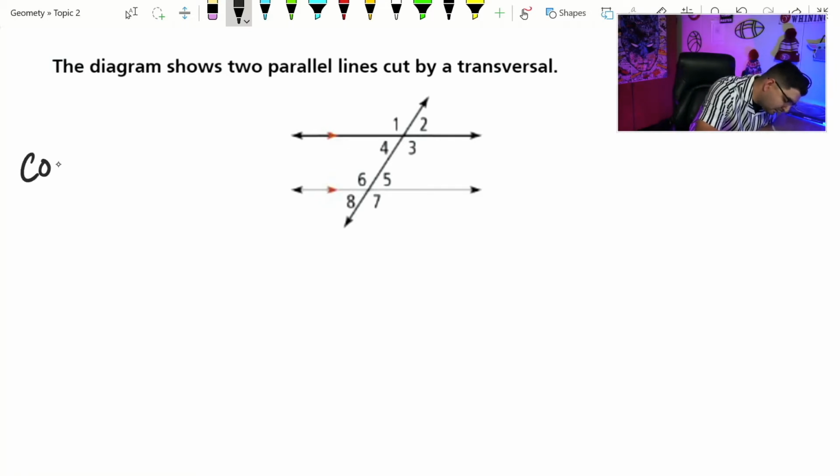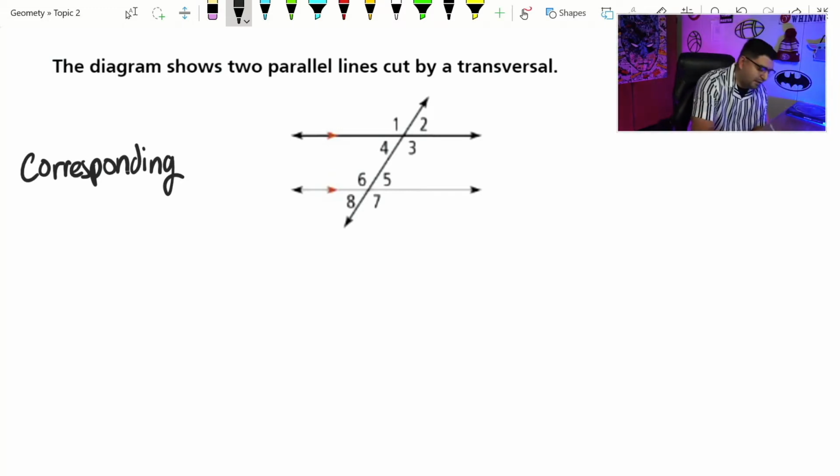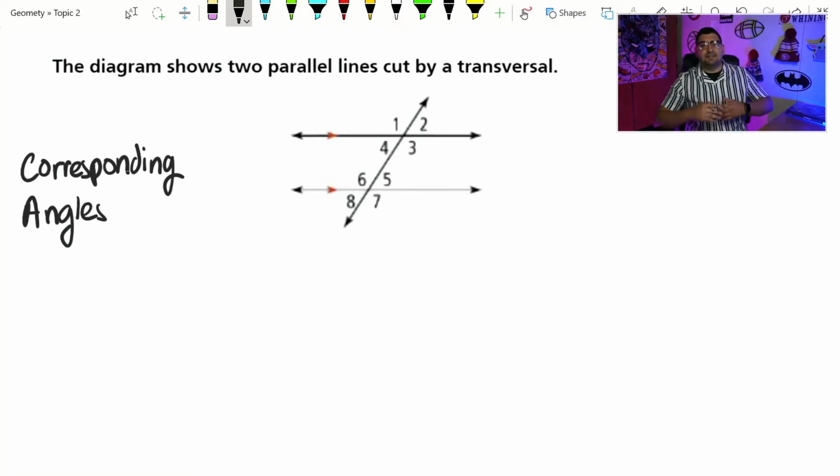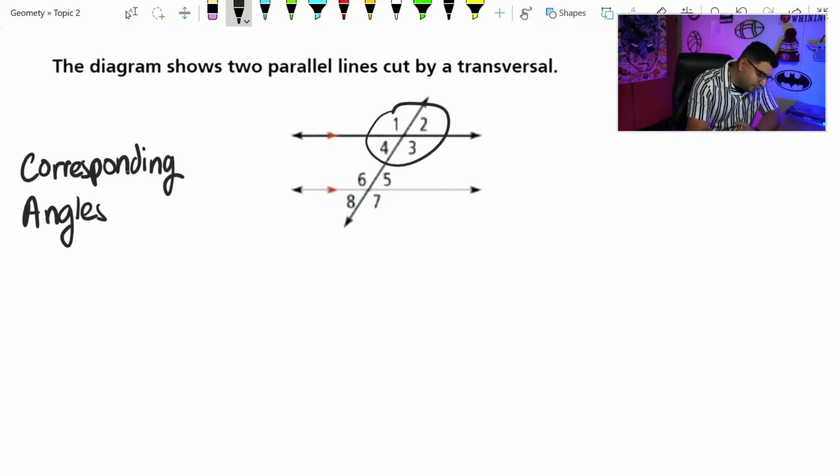Corresponding angles are angles that are essentially in the same location. Okay, so here we have two groups of 4. Corresponding angles are angles that are in the same place in each group.